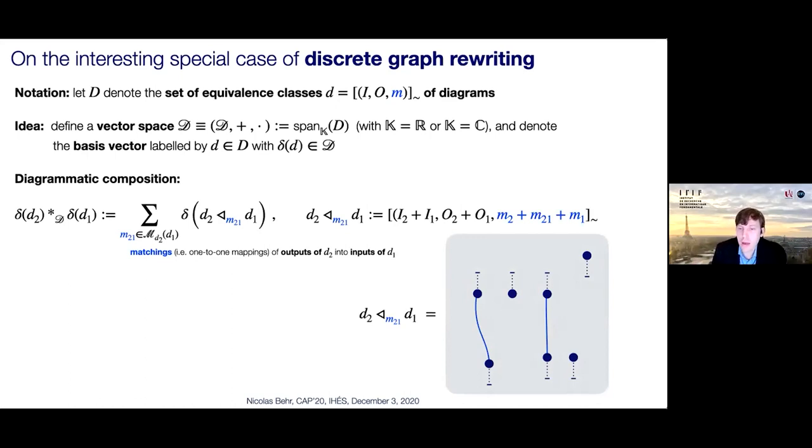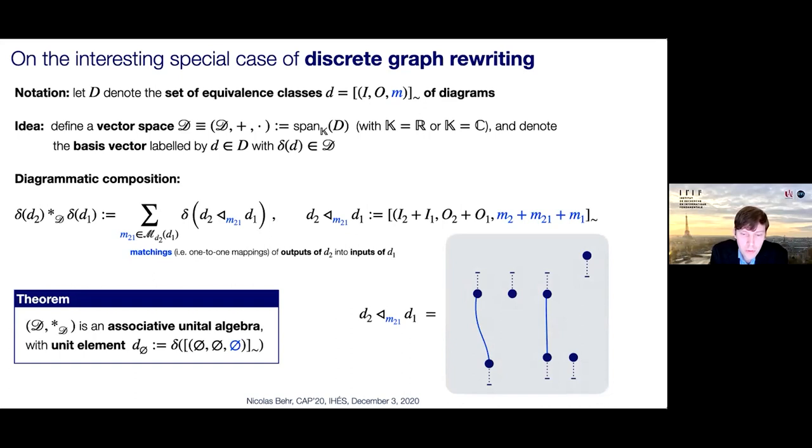And so this gives a very nice composition operation. The first important result is that this operation, together with the vector space, gives an associative unital algebra called the diagram algebra, whose unit element is the equivalence class of the empty diagram, the basis vector associated to the empty diagram. For me, that was the first description in the literature I knew of such a diagrammatic operation, which reproduces some combinatorics of these composition structures.